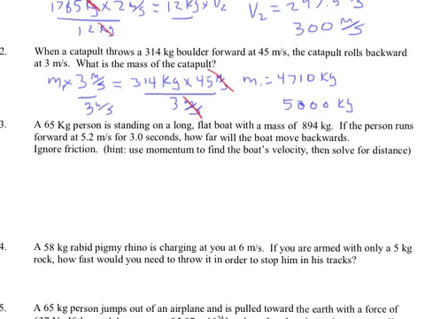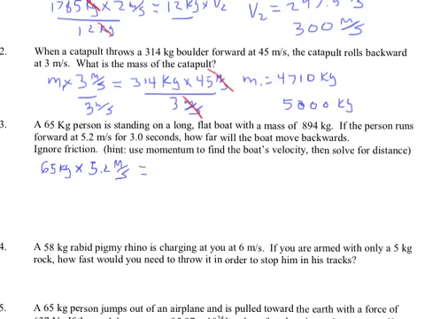Ooh, I love this one. Okay, so what I've got is a person who has this mass is on a boat with this mass. So I have M1, M2. Now the person runs here, so I now know M1 and V1. So let's just go ahead and do that. M1 is going to be 65 kilograms, and V1 is going to be 5.2 meters per second.